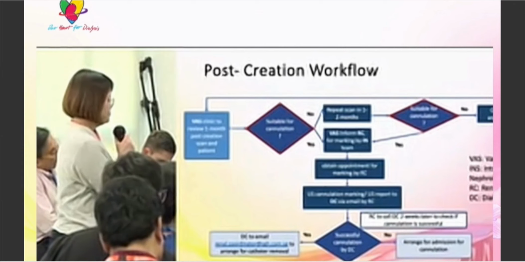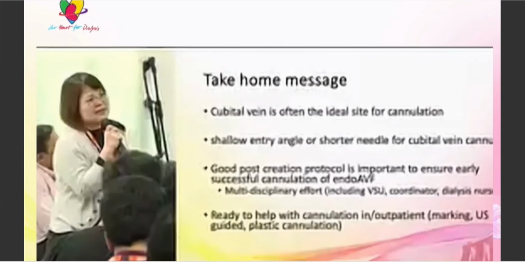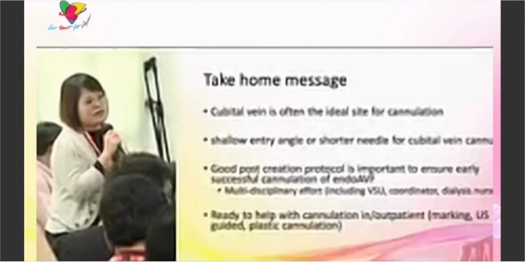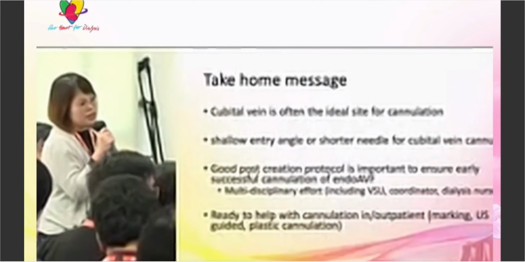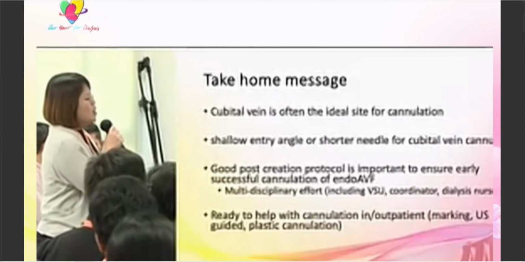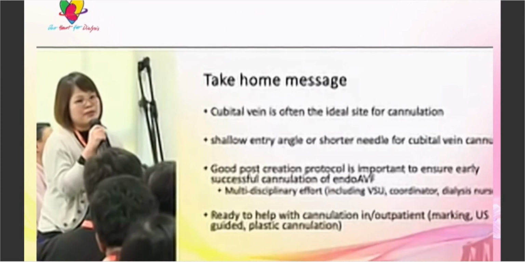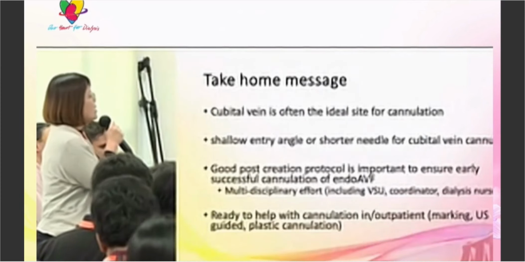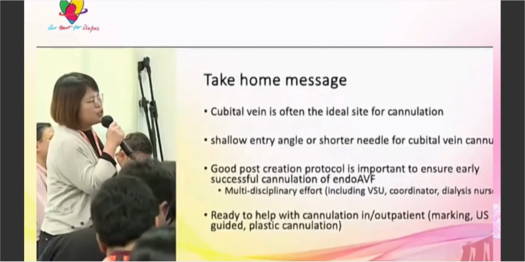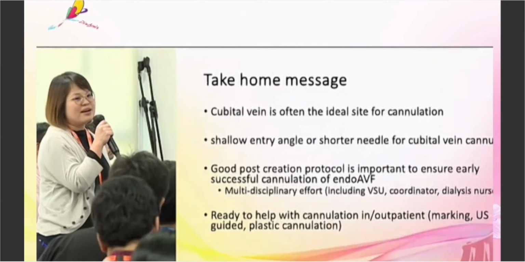And so, what I learned is that this cubital vein is often not suitable for surgical cannulation, surgical AVF, but it's often the case in endo AVF. We actually go around and also do a roadshow teaching the community nurses about changing the angle. And of course, if we want to ensure early successful cannulations, it's definitely a multi-D effort, as we have shared.